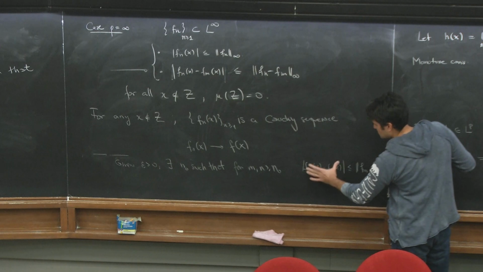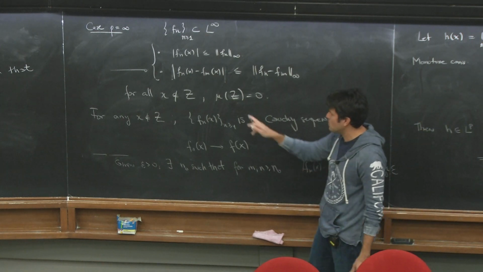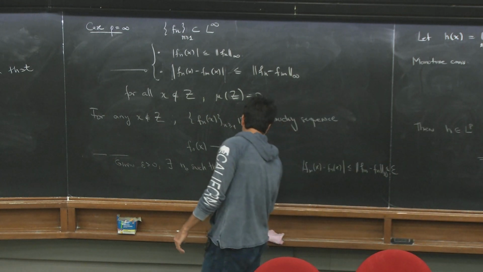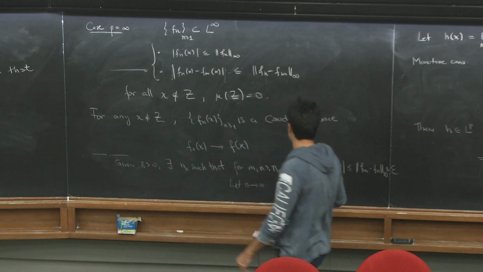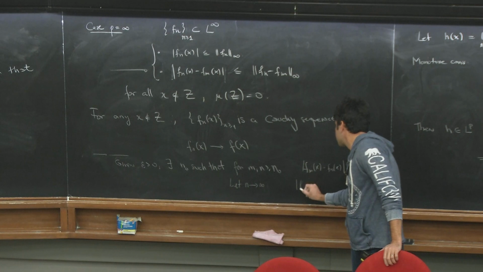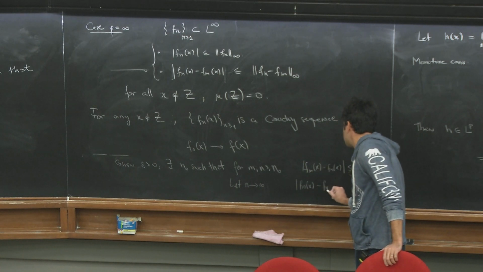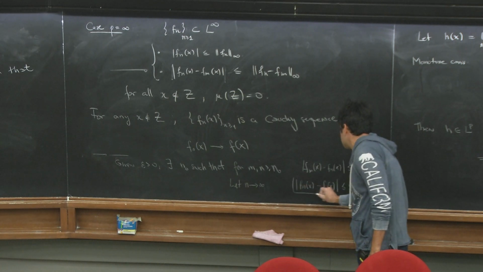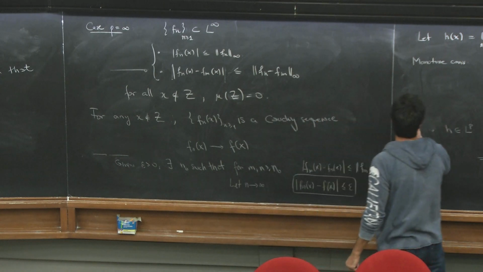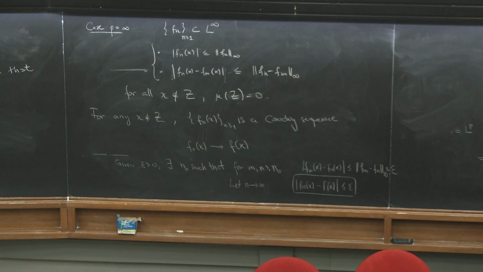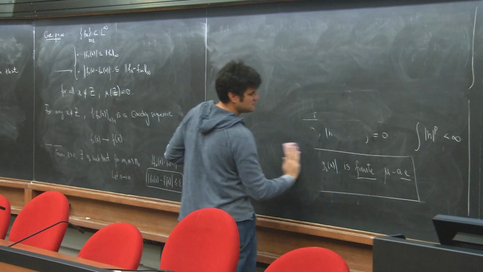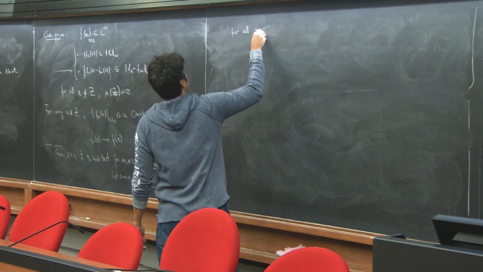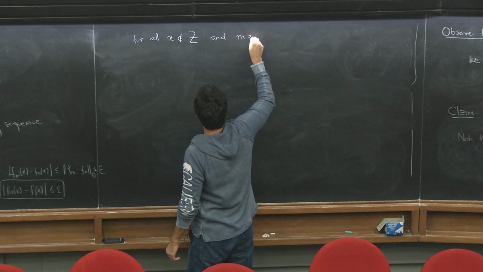Okay, so this holds anytime you are outside the set Z, and this is the Cauchy condition on the sequence Fn. So now what you do is you fix m, and let n go to infinity. What you get is that the absolute value of Fm of x minus f of x is less than or equal to epsilon. So this will imply the two things that you want. So this is for all x outside of the set Z, and m bigger or equal than this n0.